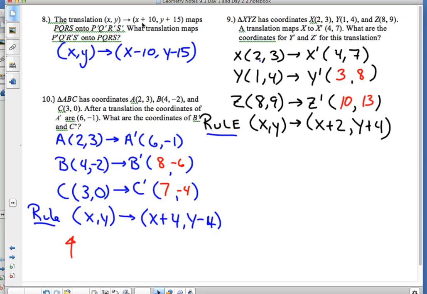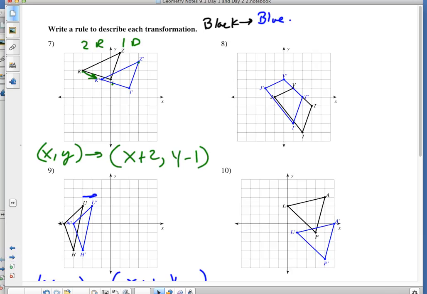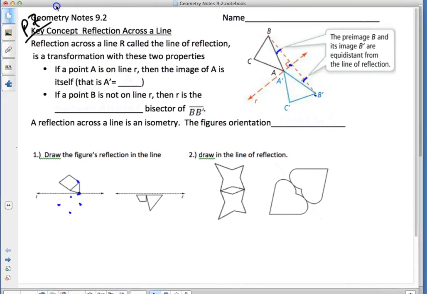Next page is page 7. We are looking at reflections. Reflections.